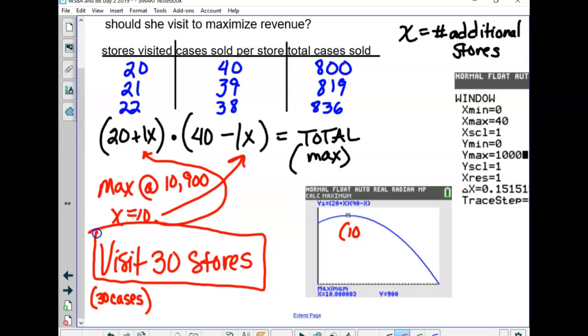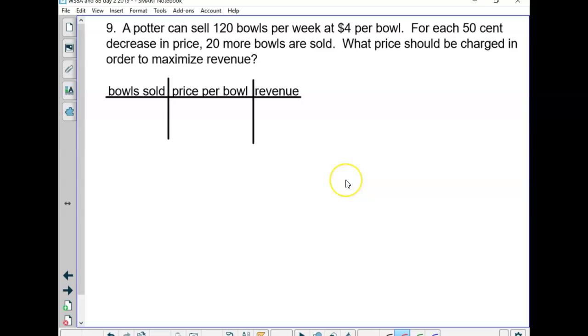All right. One more of these. Can you try setting this one up on your own real quick?